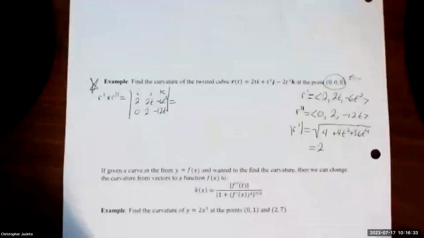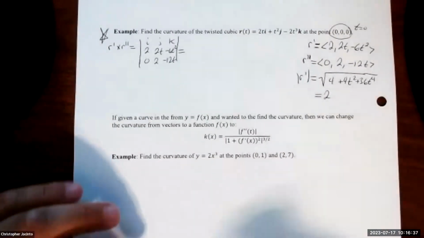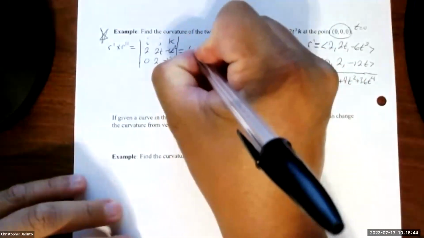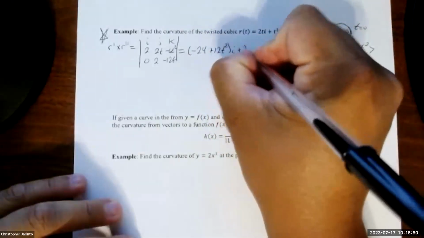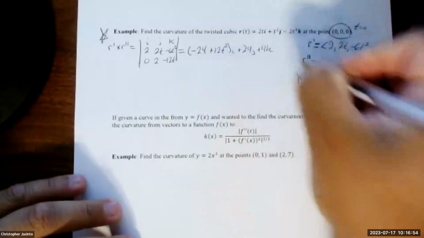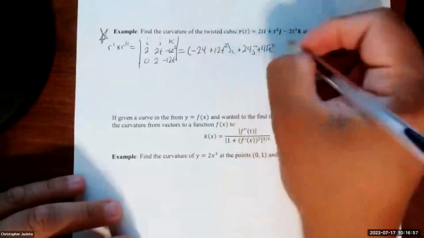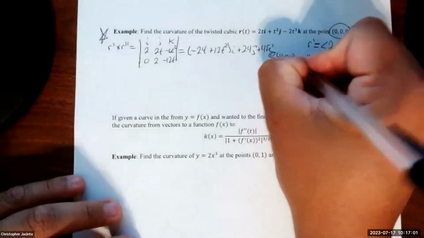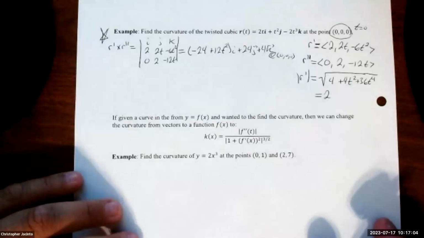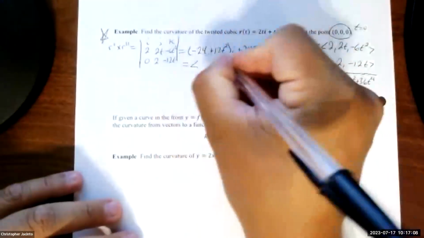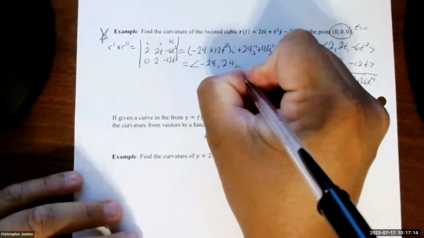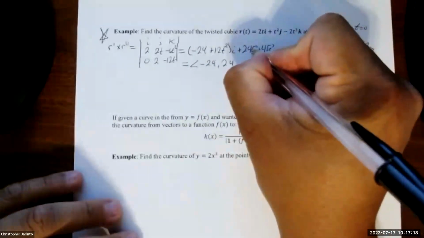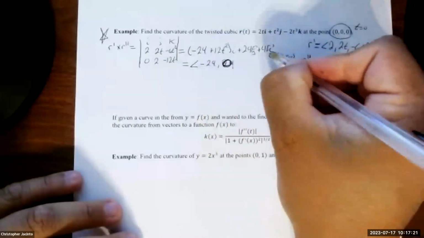So again, like I said last time, I'll spare you the basics, but if you find this cross product, you will get this. And then you plug it in at the point 0, 0, 0, or essentially t equaling 0. Which makes this much easier to deal with, right? So that's gone, so negative 24t, so that's 0. And that's 4, right? Yeah, so that's 4.